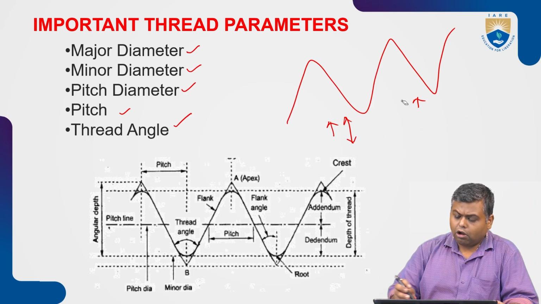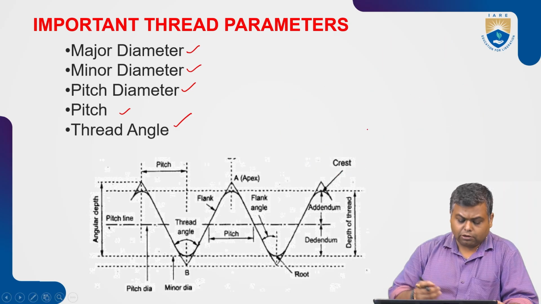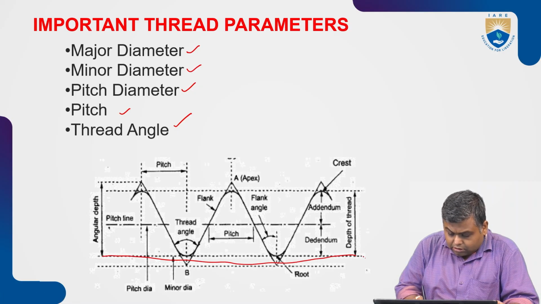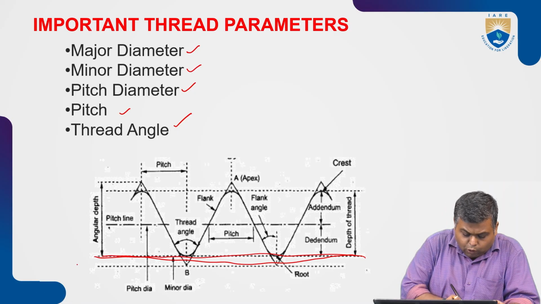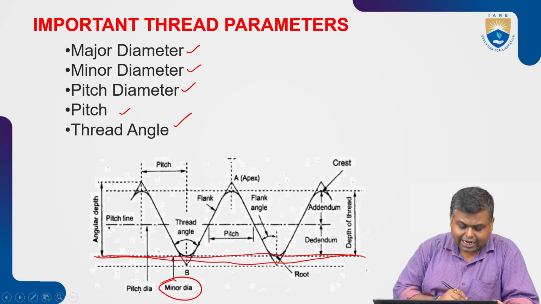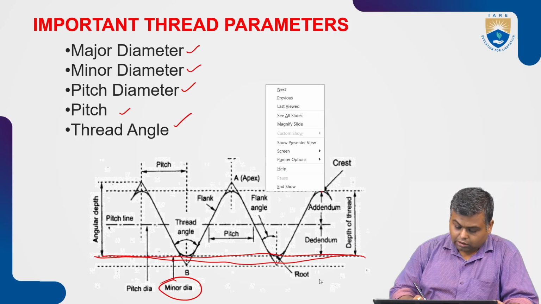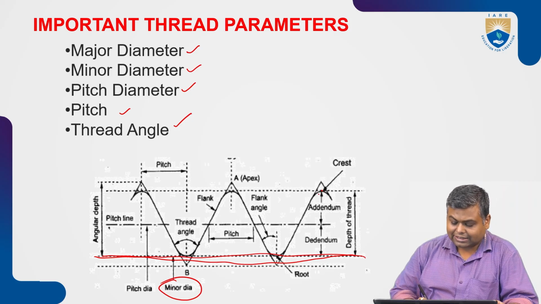so this is termed as the minor diameter of the screw. If I want to draw a one-sided diagram with respect to the axis, this part touching all the roots is called the minor diameter. Now coming to major diameter, the major diameter is crest to crest, one side of the crest to the other side of the crest.